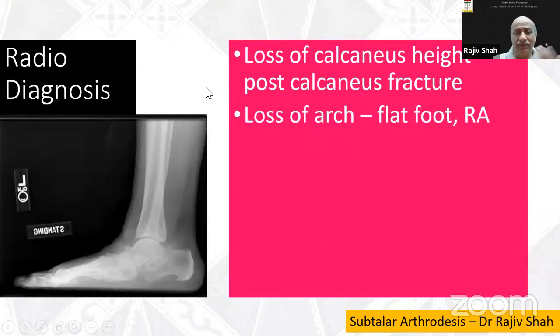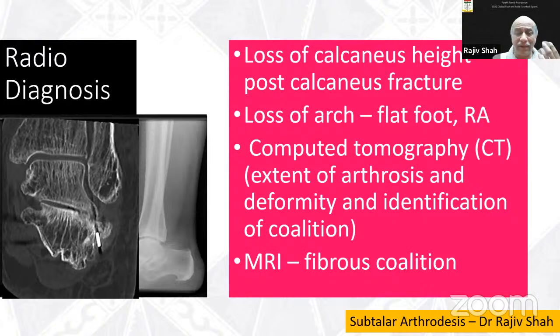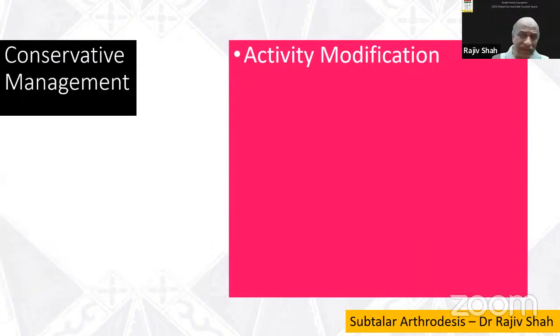Loss of arch, flat foot, RA can also give you the diagnosis. Computed tomography will tell you about the extent of arthrosis, the kind of deformity, and if there is coalition, you can identify the coalition with CT scan. And MRI is going to help you in diagnosis of fibrous coalition leading to subtalar arthritis. So I don't think that the diagnosis of subtalar arthritis is very difficult.